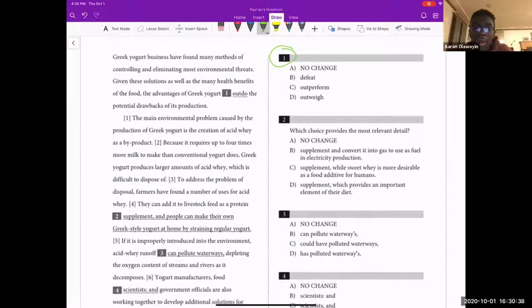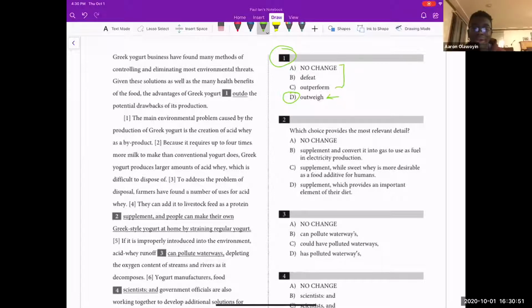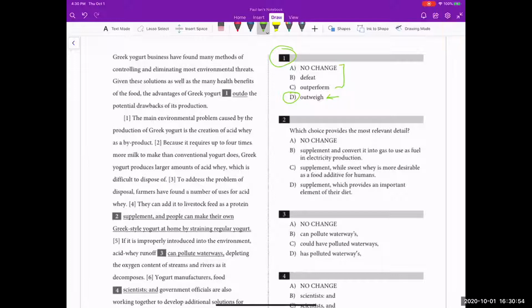Okay, would it be outweigh? Yeah, good job. I think this will be good to talk about. How did you pick that and not these other guys? The other ones didn't really sound right. Okay, that's good. I guess we can break that down.